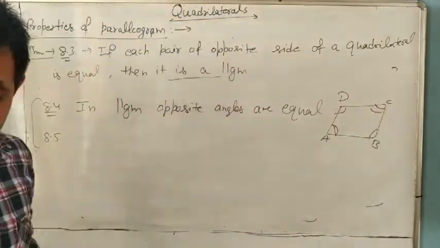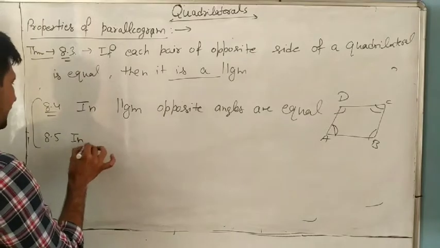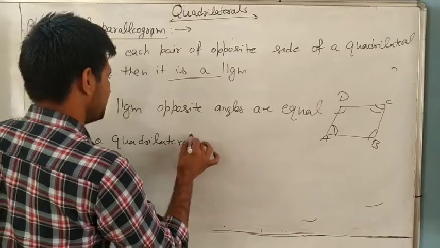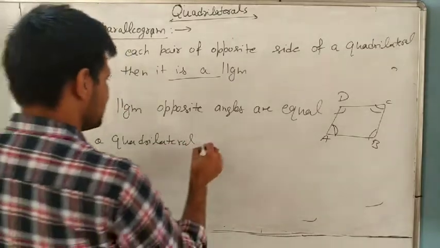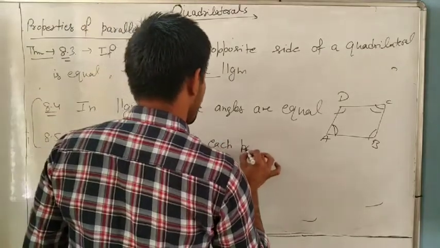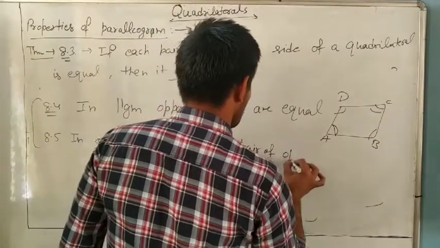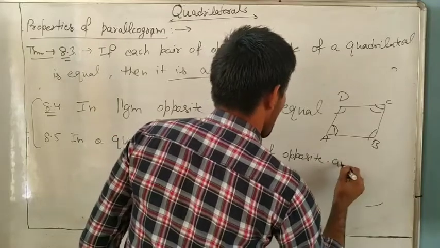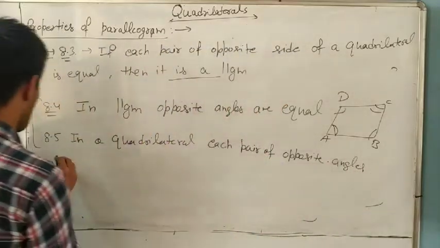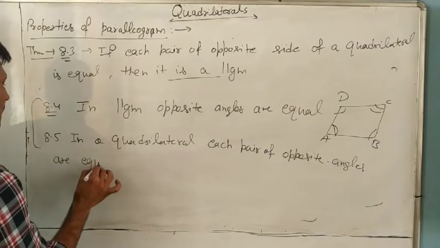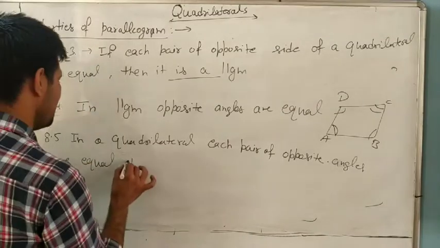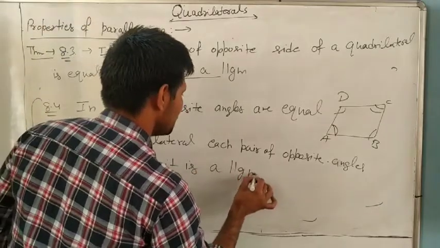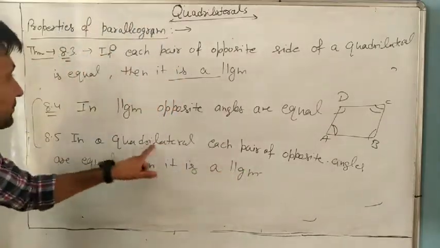And 8.5, what is it? In a quadrilateral, if each pair of opposite angles are equal, then it is a parallelogram. It is the opposite of this one.